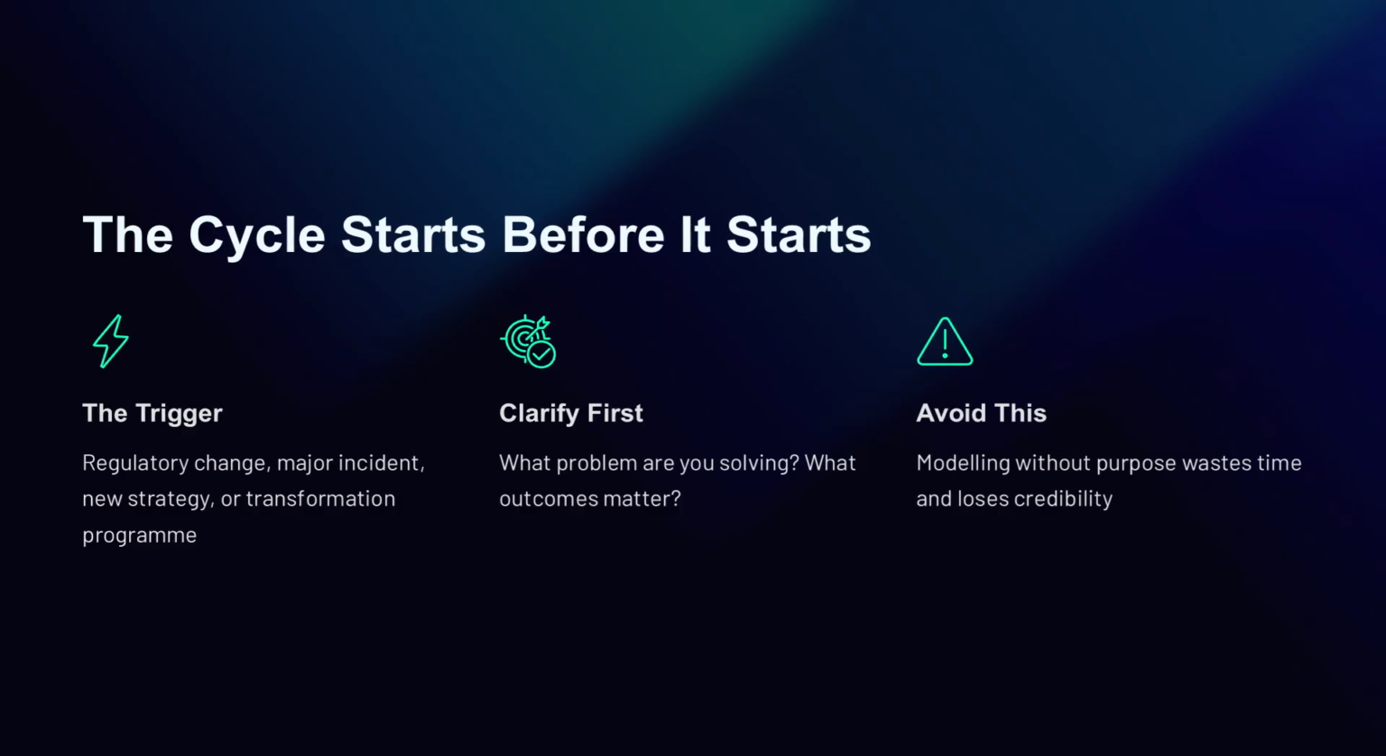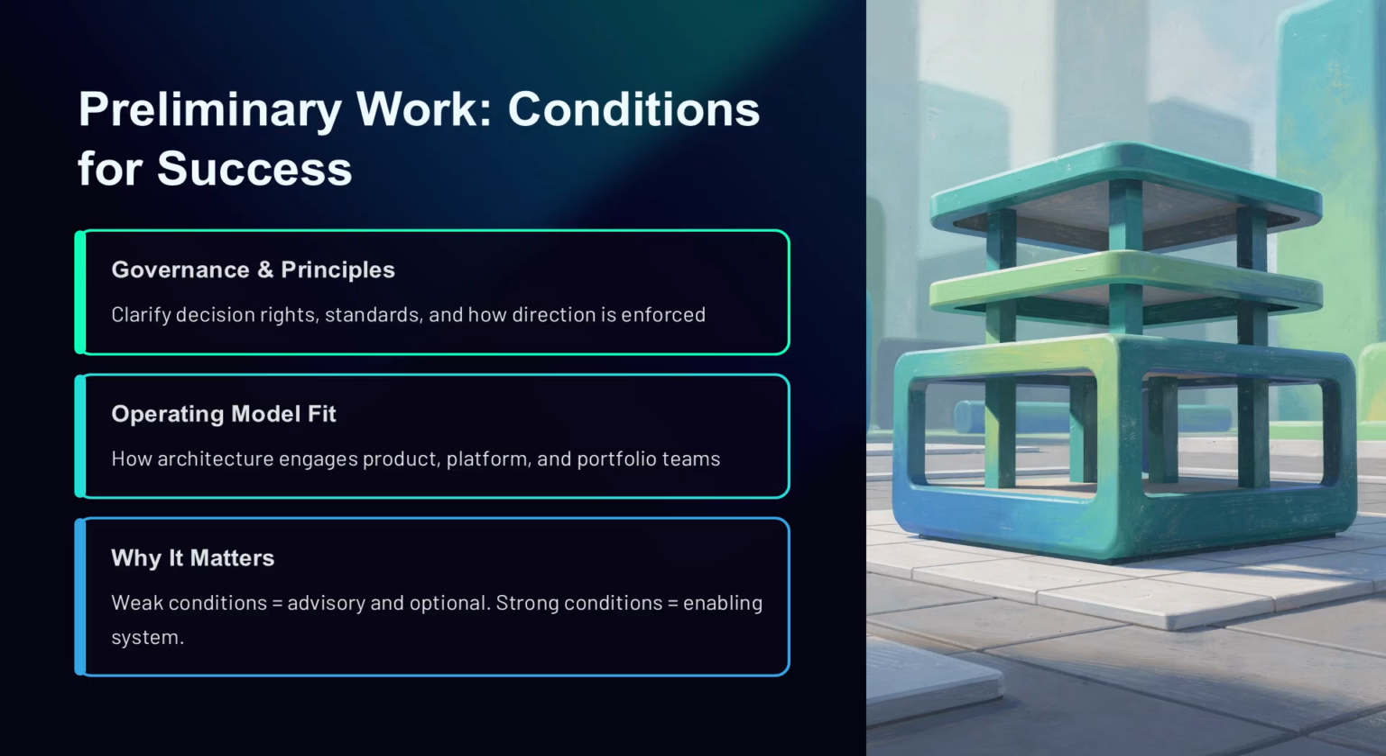Now that you know the cycle begins with a trigger, you need to establish the conditions that make architecture effective. This includes clarifying governance, principles, standards, and decision rights so that architecture direction can be enforced. It also includes clarifying how architecture fits into the organization's operating model, such as how you engage with product teams, platform teams, and portfolio governance.